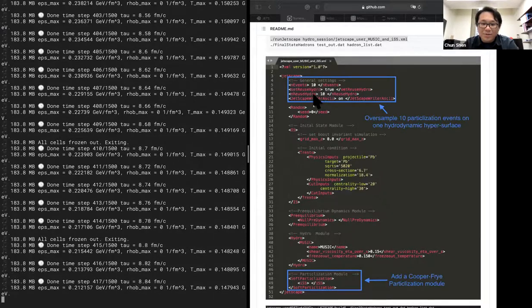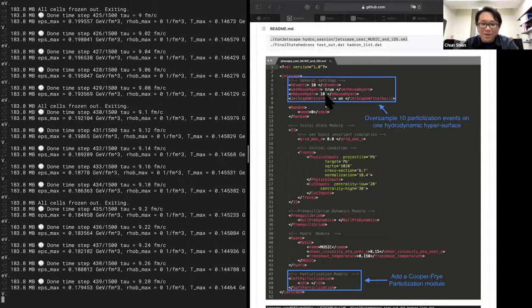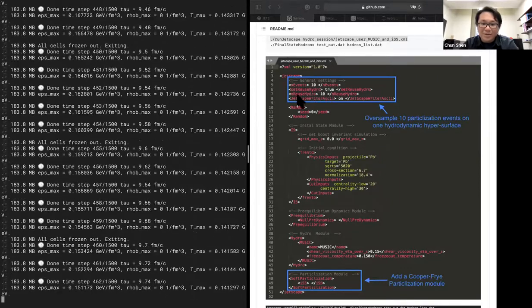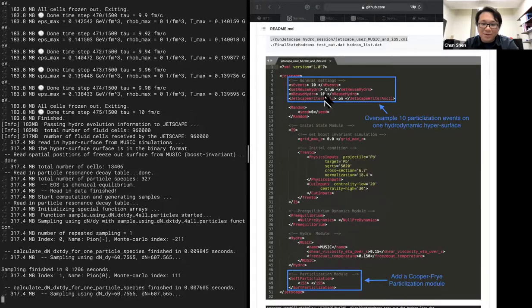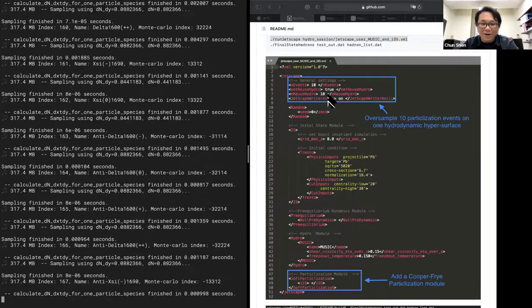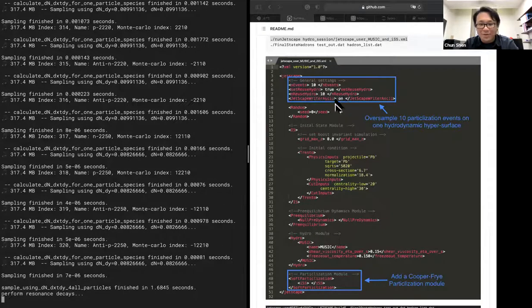And we want to run hydro just once and then generate 10 events from that. So we set the reuse hydro to 10 so that we don't run hydro 10 times, once for each event, to basically reduce the simulation time.